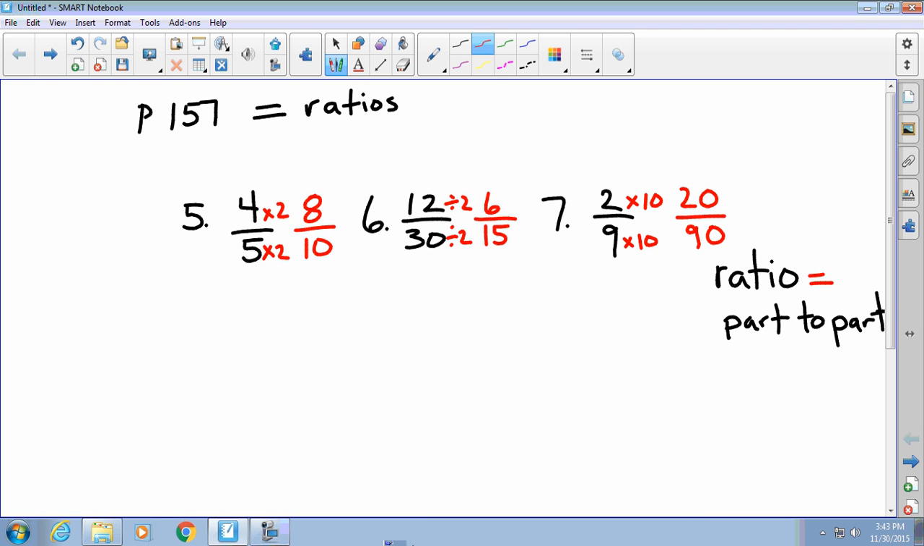Once again, we're talking about equivalent ratios. We want to make sure that we can multiply or we can divide to come up with an equivalent ratio. And again, the main thing, ratio, we're talking about a part-to-part comparison.